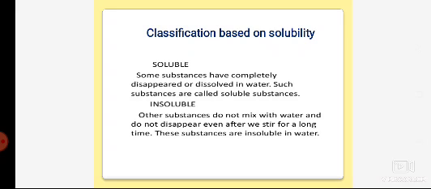Some substances completely disappear or dissolve in water. Such substances are called soluble substances. On the other hand, the substances which do not get dissolved in water are called insoluble or immiscible. वो सब्सटेंस जो पानी में या फिर किसी और सॉल्वेंट में डिसॉल्व नहीं होते उनको बोलते हैं इनमिसिबल या इनसॉल्युबल.